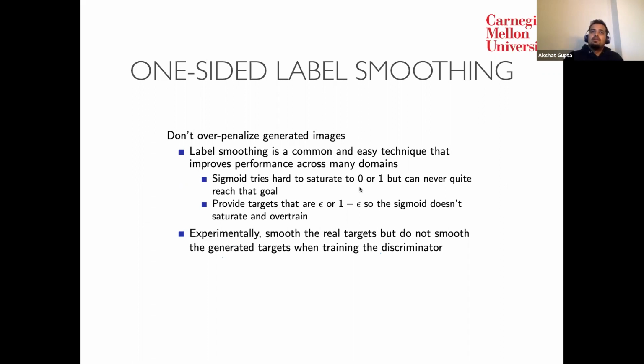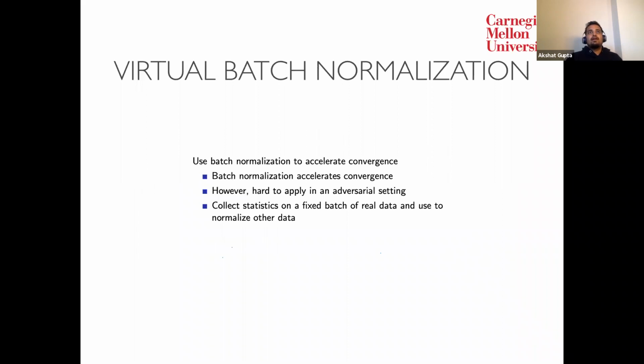So it is a regularization method, prevents overtraining, and the sigmoid is not saturating, and it in general smooths, and it does not let, again, the discriminator overtrain, and we see better performance with one-sided label smoothing. Again, something that's used very commonly. Virtual batch normalization came around the time that this paper came out, 2015, 2016. And it's also something that we use very commonly in GANs now.